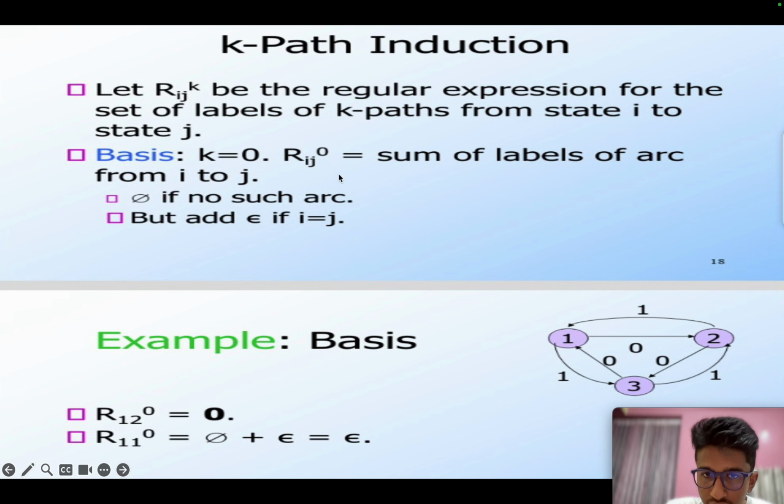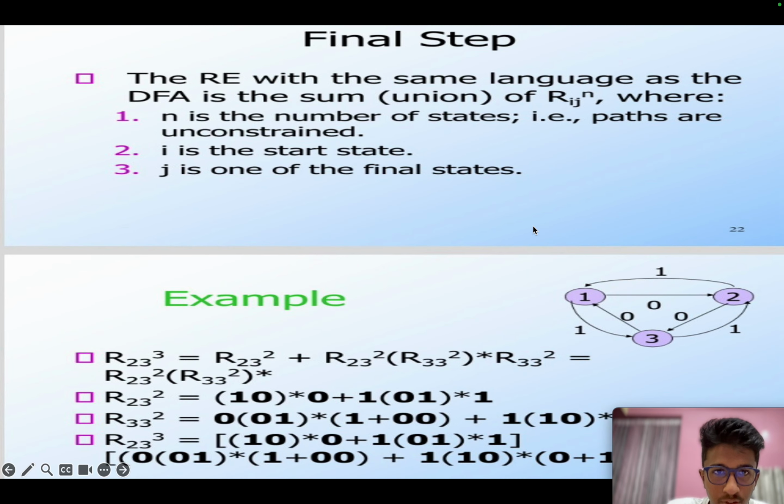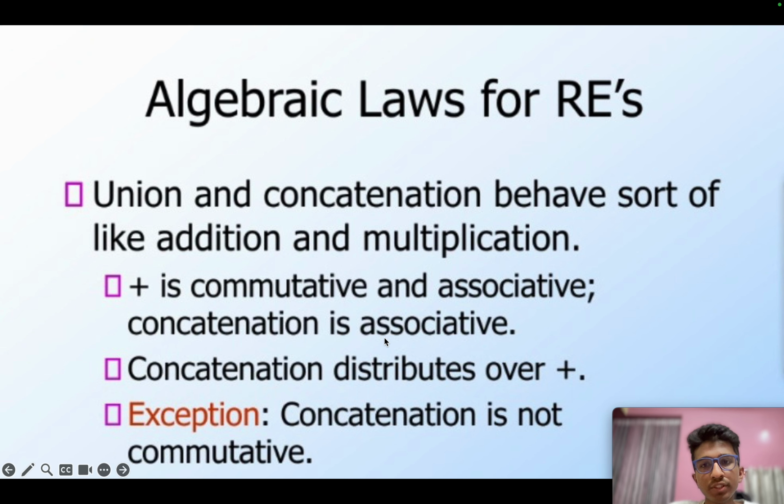Basis: k is equal to 0, then it is the sum of labels of the arcs from i to j. Phi if no such arc is present. We also add epsilon if i is equal to j. Then we have the inductive case: a k-path from i to j either never goes through the k state or goes through the k state more than one time. We have this formula in which we can apply the regular expression formula to find the current state values. Similarly, we can implement the final step and find the final k-path values.